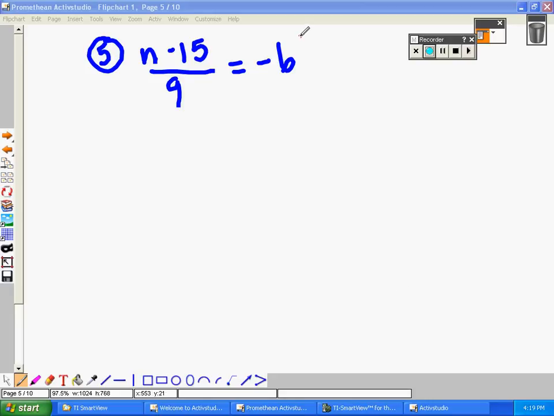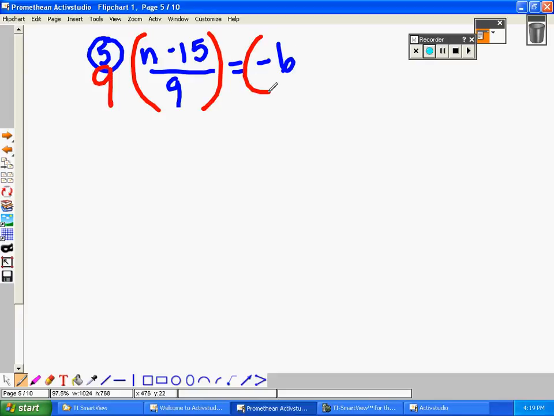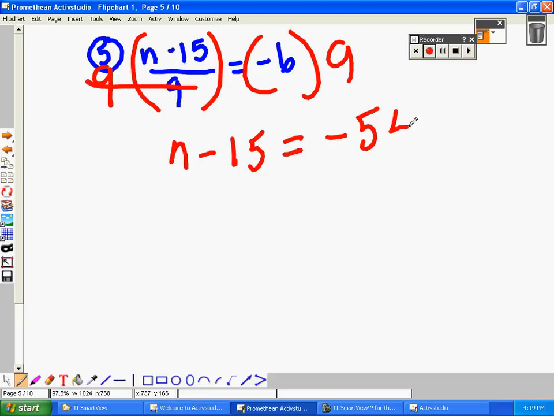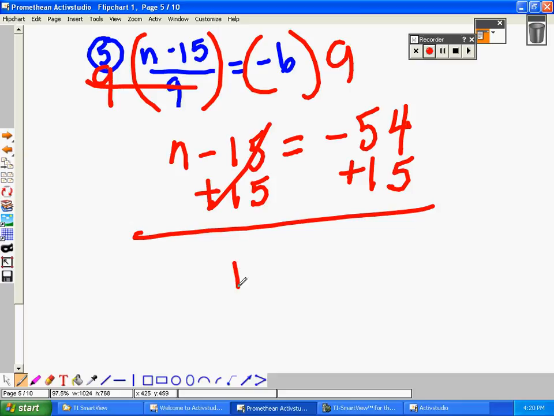Question number 5. Here's your question. So the whole thing's being divided by 9, so I have to move the 9 over first by multiplying both sides by 9. Leaves me with n minus 15 is equal to negative 54. Then I'm going to add 15 on both sides, and I'll get n equals, and then you have negative 54 plus 15, which is a negative 39.